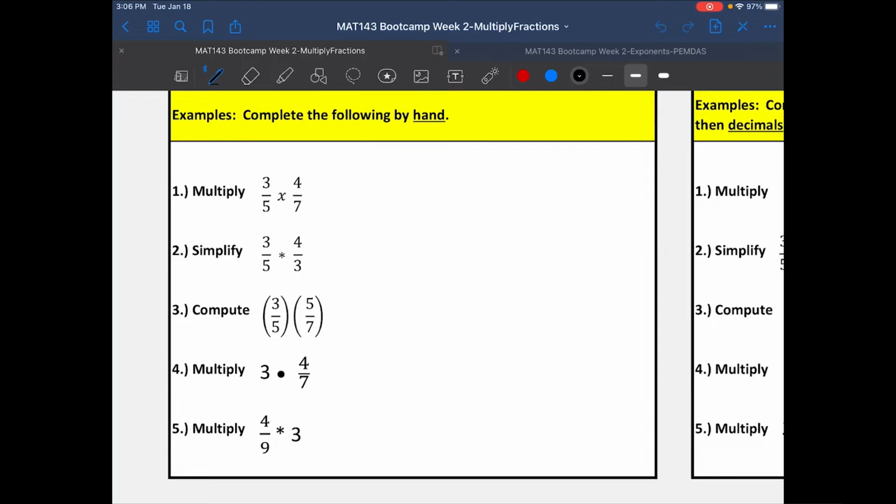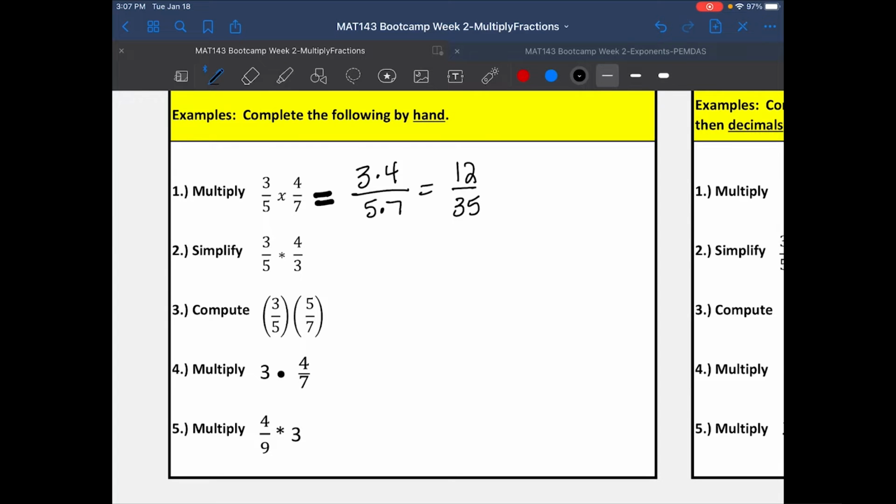Our rules said we're just going to multiply this straight across. So this is going to be 3 times 4 over 5 times 7. That's going to give us 12 over 35. Well, the next step says to reduce this if possible.